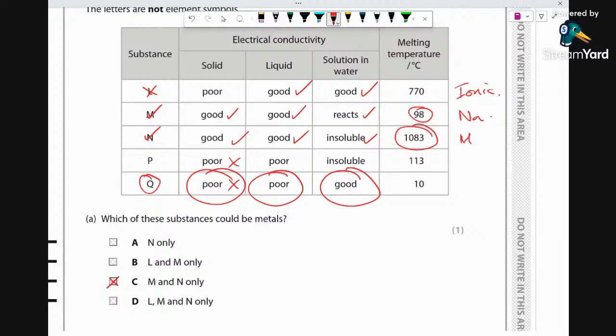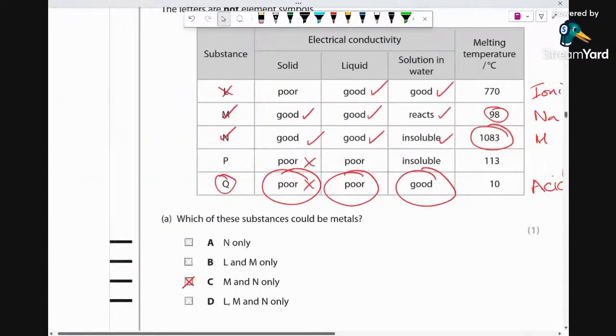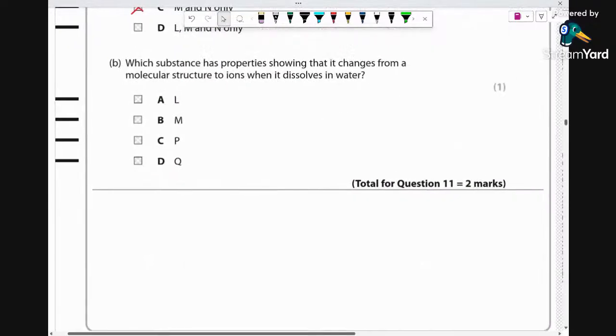I can tell you exactly what that's going to be. It's going to be an acid, something like citric acid. Citric acid is a really lovely substance because it has a low melting point, very easy to melt, doesn't conduct when solid or molten, but it does when you dissolve it into water. Just to clarify some detail here, the answer is Q.